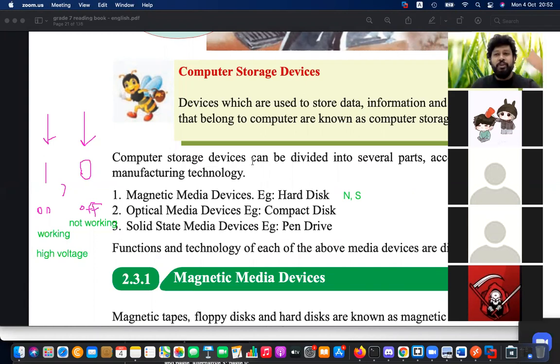Magnetically I can say north. So maybe this magnet, this side is north. The other magnet, this side is south. Likewise for a magnet I can tell that. For optics, it means light. How can you tell about light?